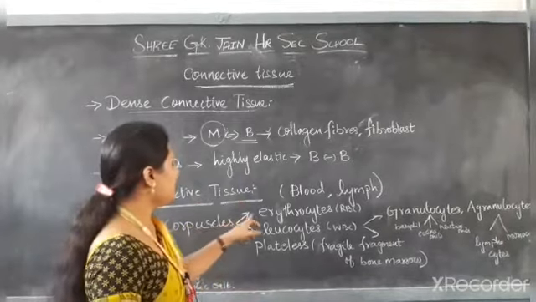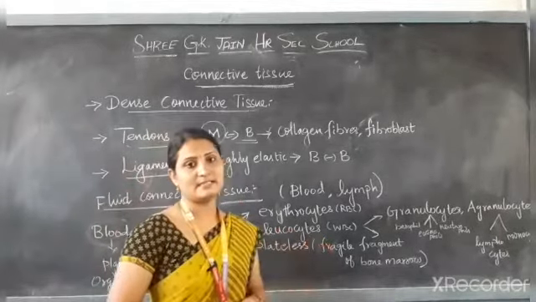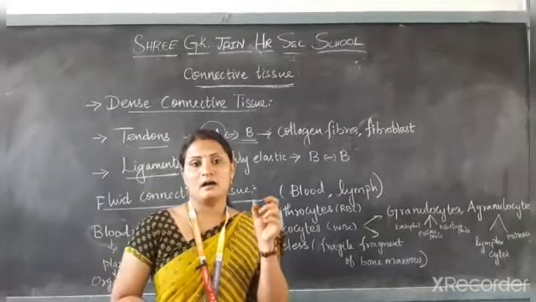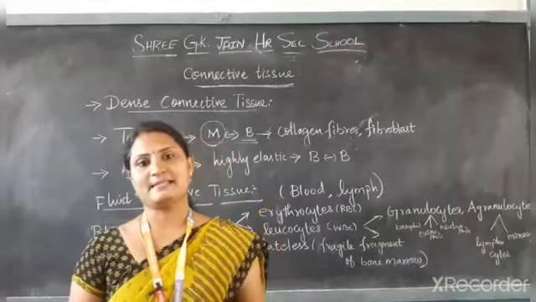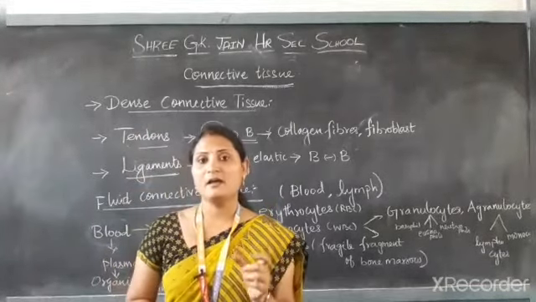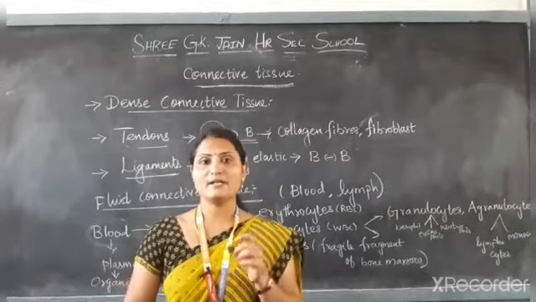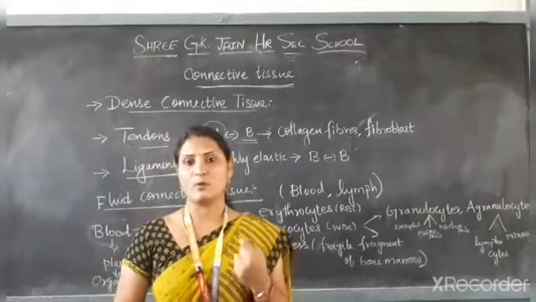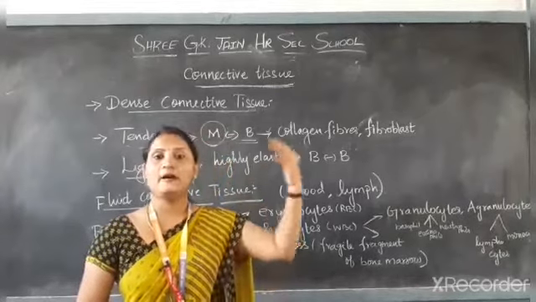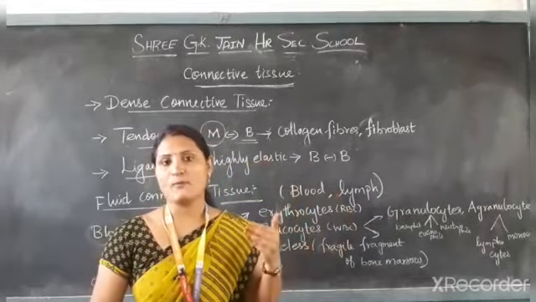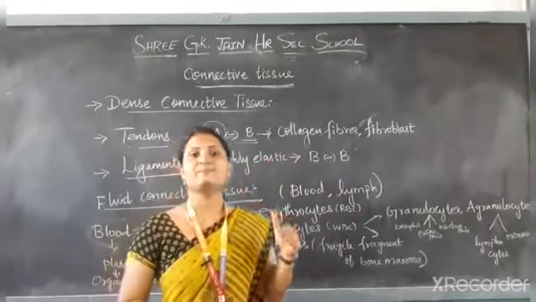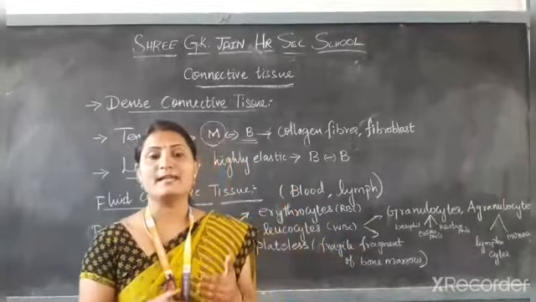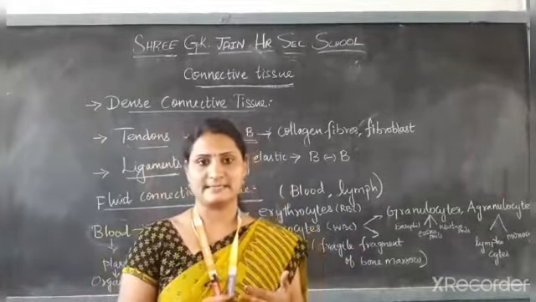And here the next one is leukocytes. Leukocytes means WBC, white blood cells. They act as a defense mechanism for our body, because they destroy foreign materials which enter our body, like any germs or foreign bodies. This WBC will destroy the foreign bodies, and they prevent our body from getting any type of disease.